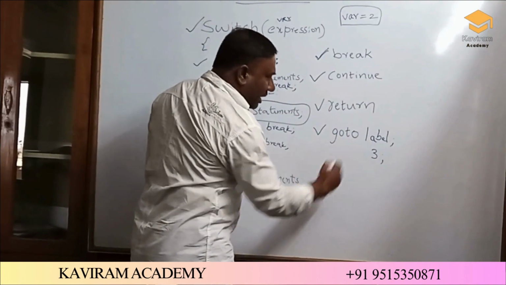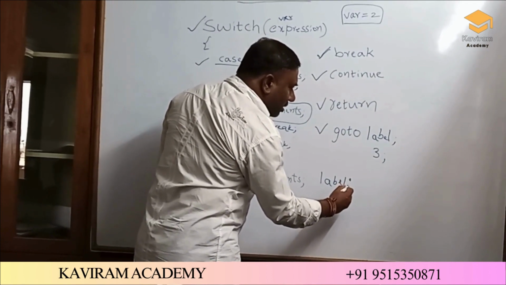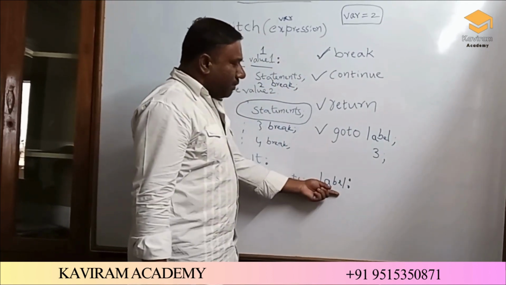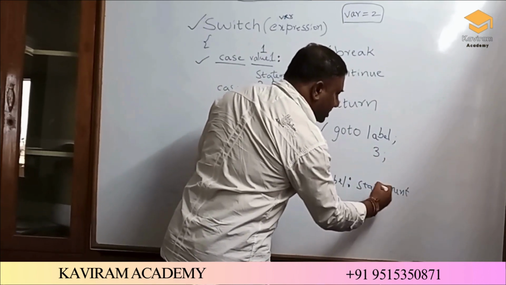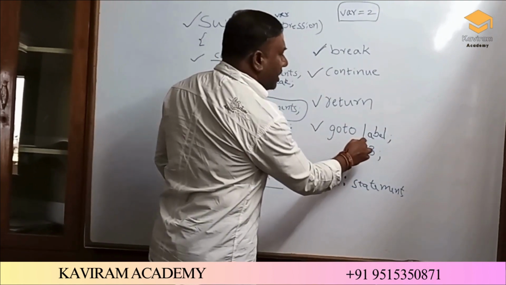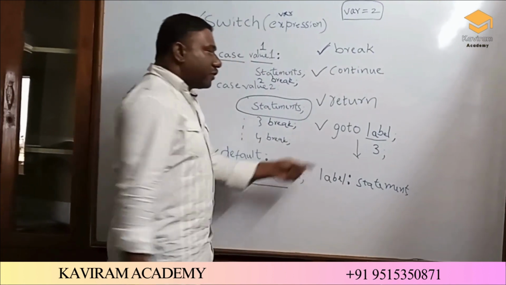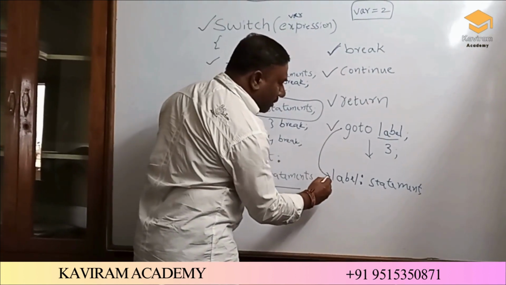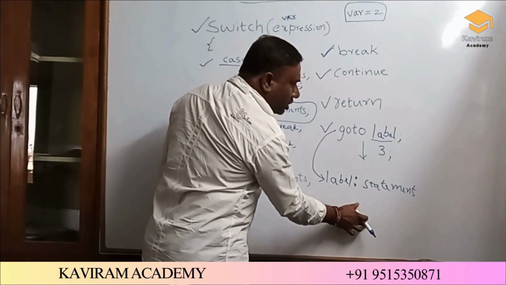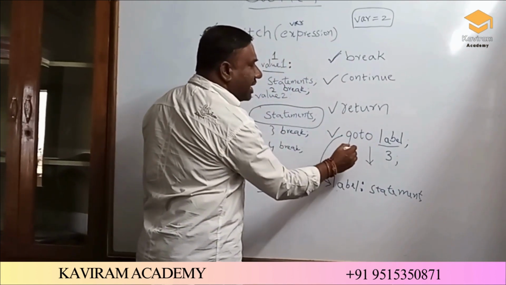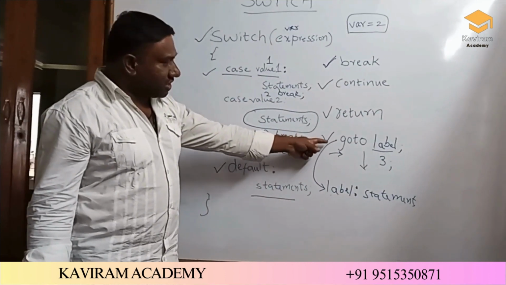So if I write goto label, I need to mention the label, and this is the structure for that: label, followed by some statement. Whenever my C compiler sees this goto statement with the label name, it will not execute the statements present after goto, it will directly go to this label. Whatever statements are present in that label will be executed. After executing those statements, it will come back to the next statement present after goto. So this is the structure of goto.